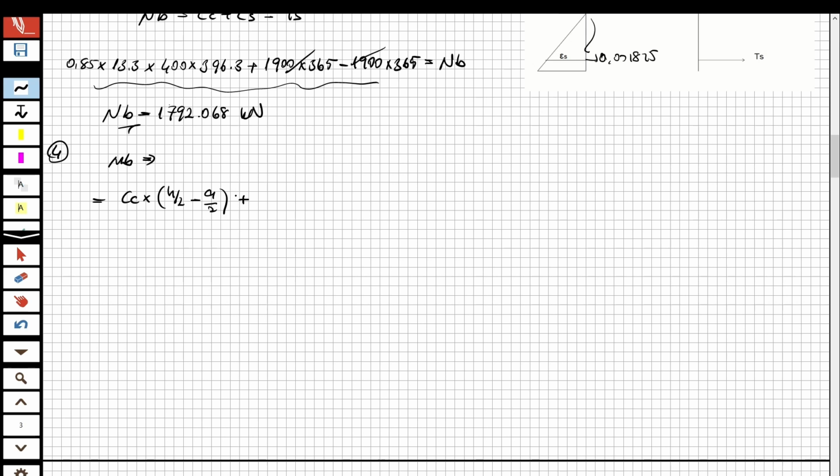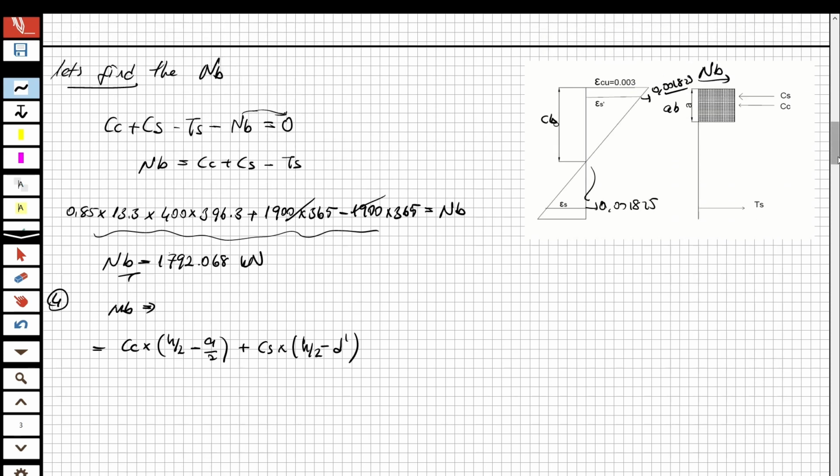And also plus for the compression steel. For the compression steel, it's going to be something like that. Compression steel multiplied by h over 2 minus d prime, because I told you that when you take the moment, you are going to take the moment with respect to the midpoint of the column. Look at here, for example, this is the compression steel. This is 50 as a rust cover, because you know that this is 50 millimeter. So I'm going to subtract this one from the half of the cross section. 400 minus 50 equals 350.